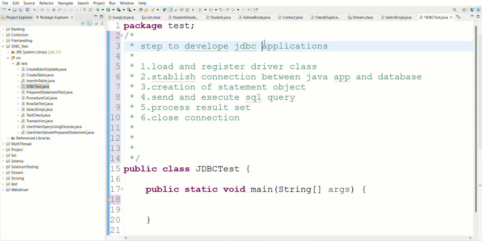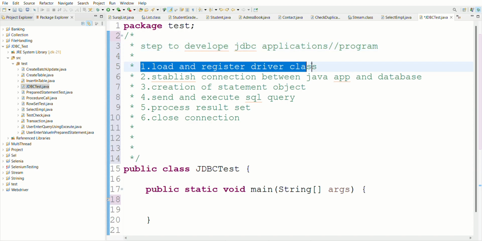You can say this is a JDBC application or a JDBC program. Whatever we are writing is a type of application, the code we will write. The first step to develop a JDBC application is to load and register the driver class. So we need to load and register our driver class.